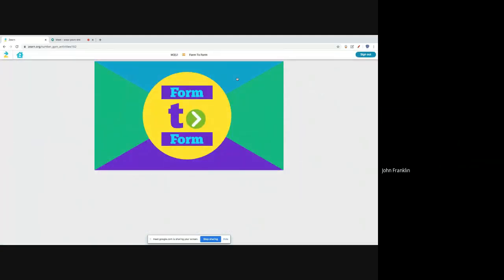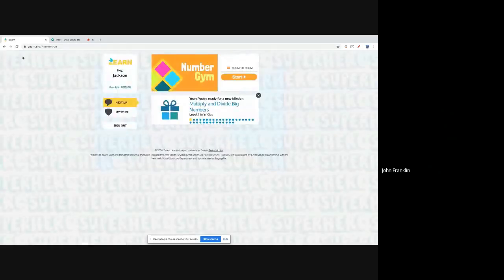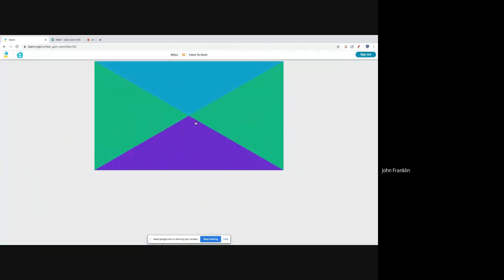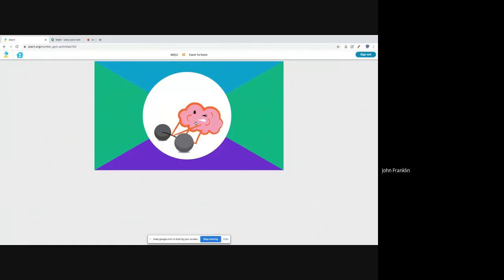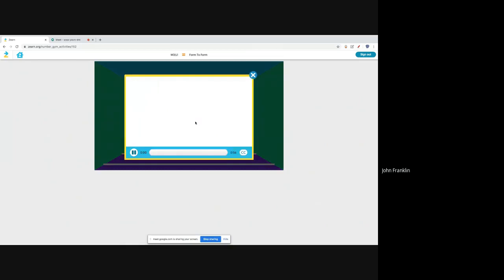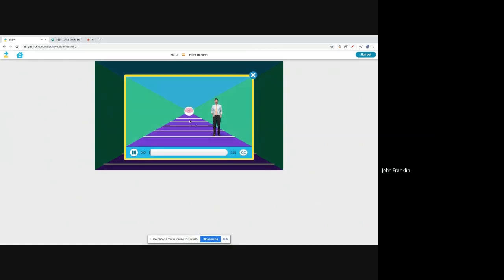Okay, we hit start. It says form to form. It prompts us to click on something. Again, it shows us module 3, lesson 1, so we know we're in the right place. Form to form. It has the home page in case for some reason we needed to go back. We don't. So let's go ahead and start again. In number gym, form to form. Okay, it gives us a video.